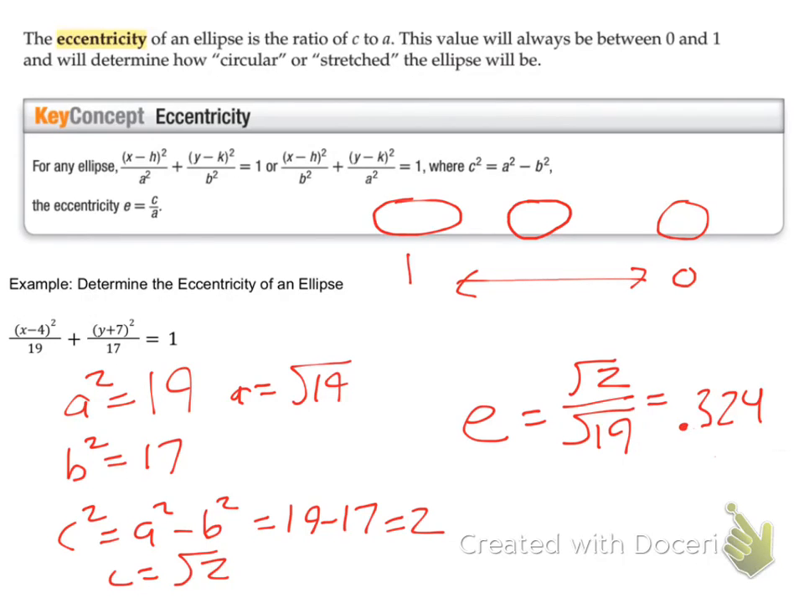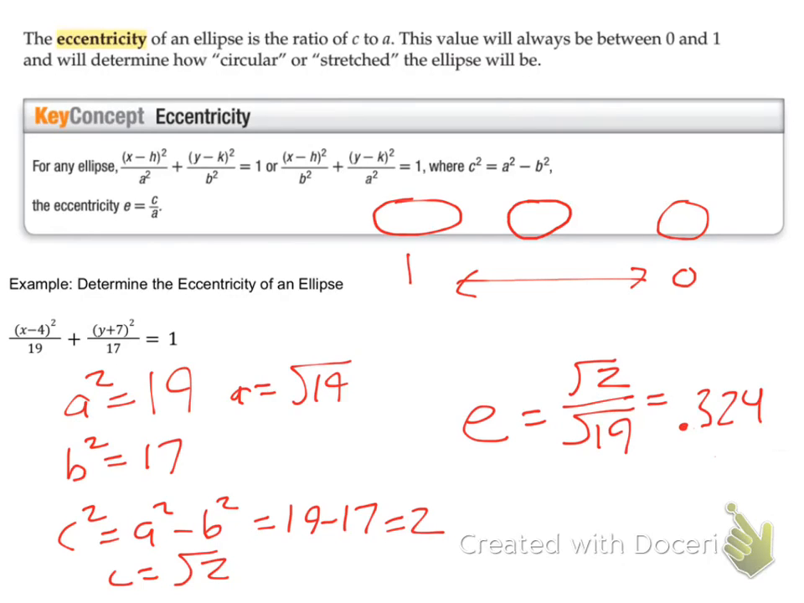0.324. So, up there on my little scale, is this going to be more circlish or ellipsish? It's probably more circlish. Somewhere in the middle, though. So it looks like a circle, but with maybe a slight wobble to it. Yes? So someone's got a slight squish going on here.